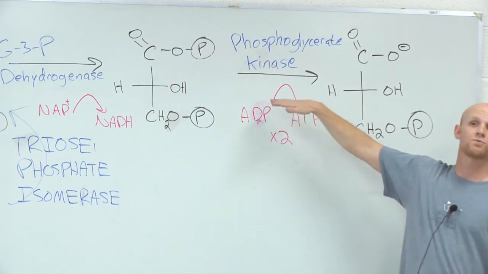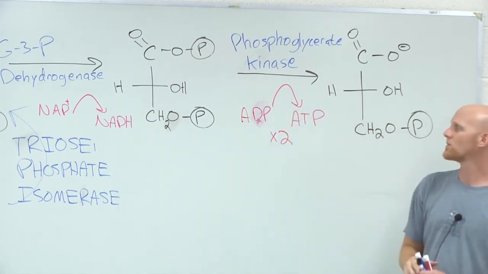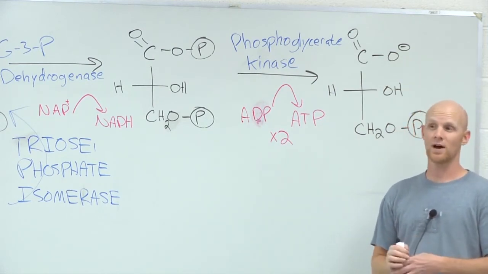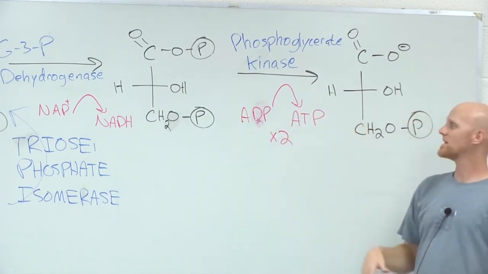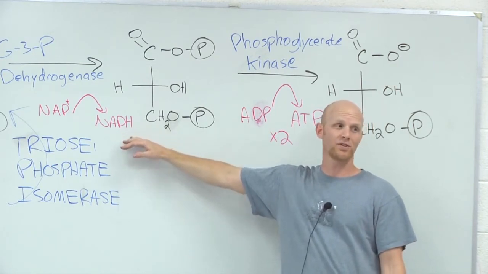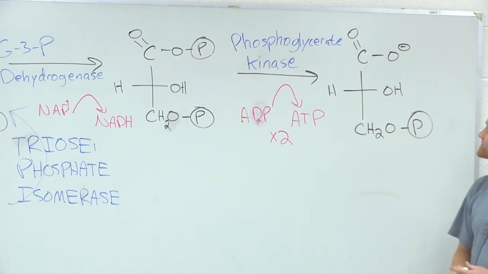This is obviously a really important step. We're getting our first energy production. So far, how many ATPs have we used up along the way? 2. How many have we now produced? 2. We're now energy neutral. And I say that, but technically, we've also produced a high energy NADH along the way. Maybe we get a chance to cash that in later, maybe we don't, we'll see.